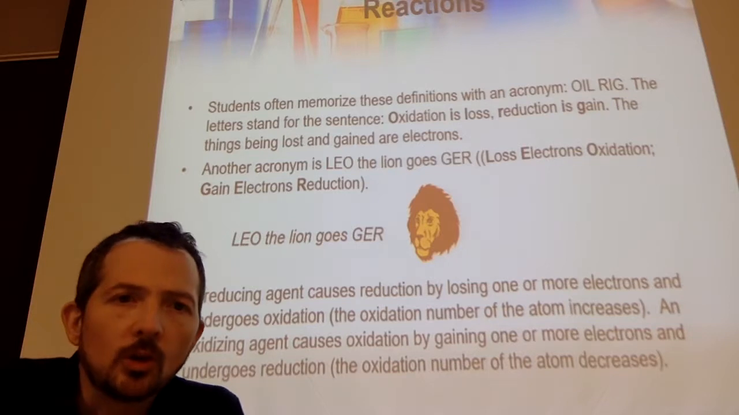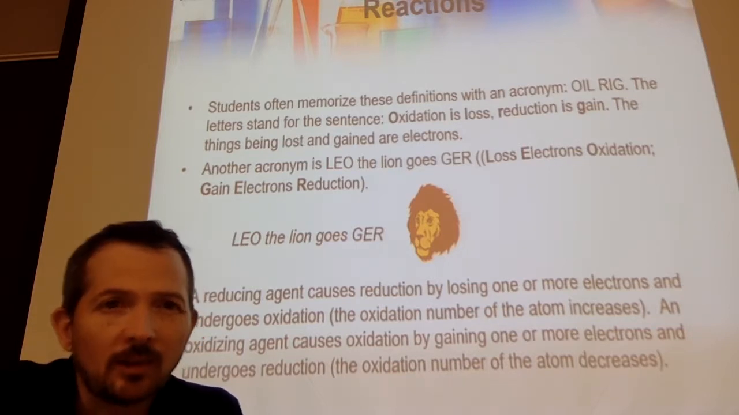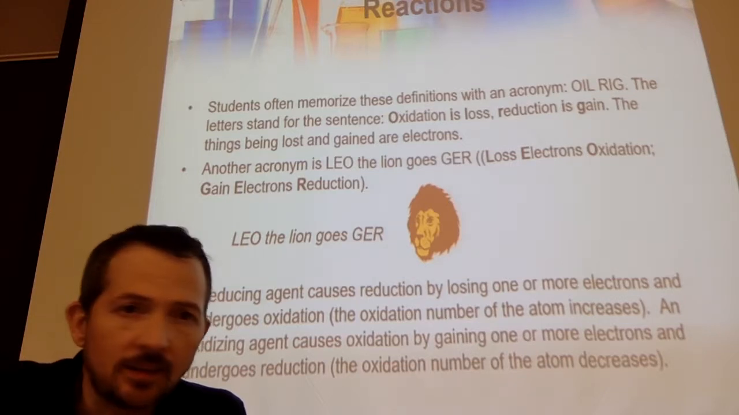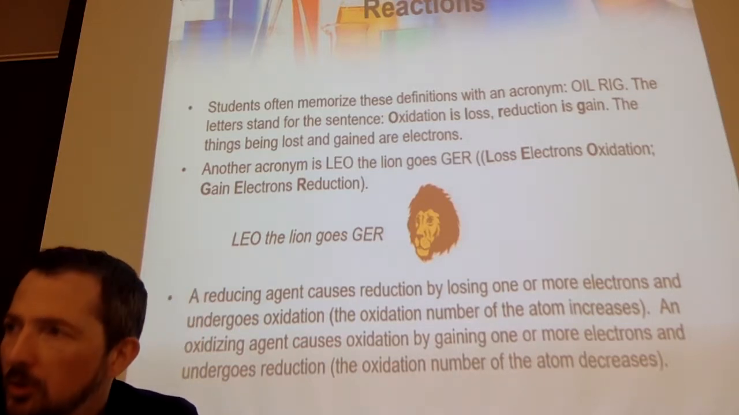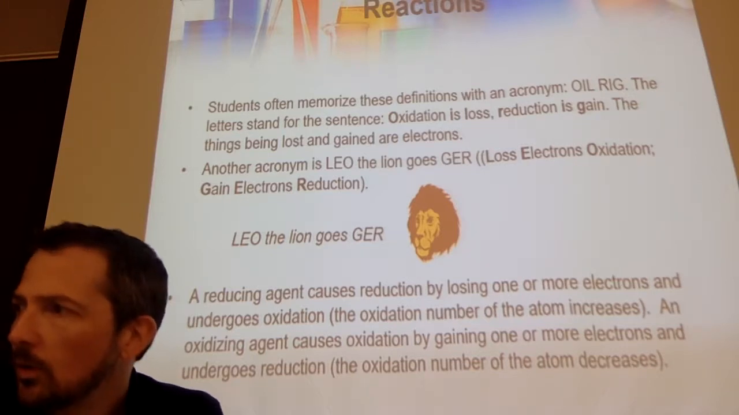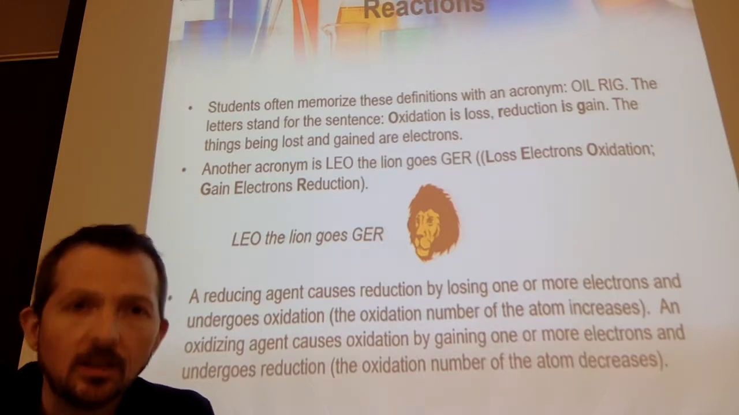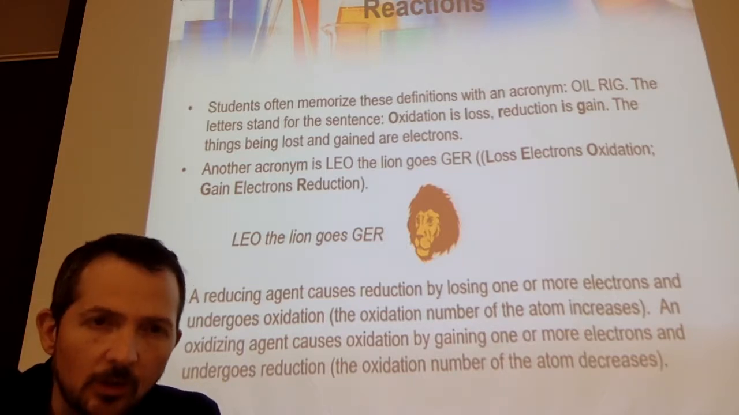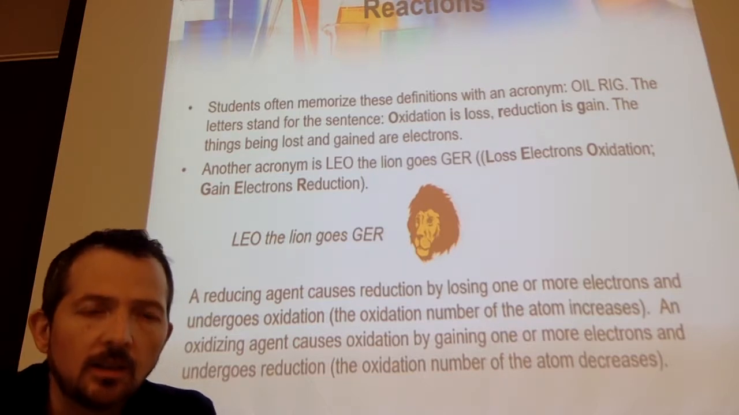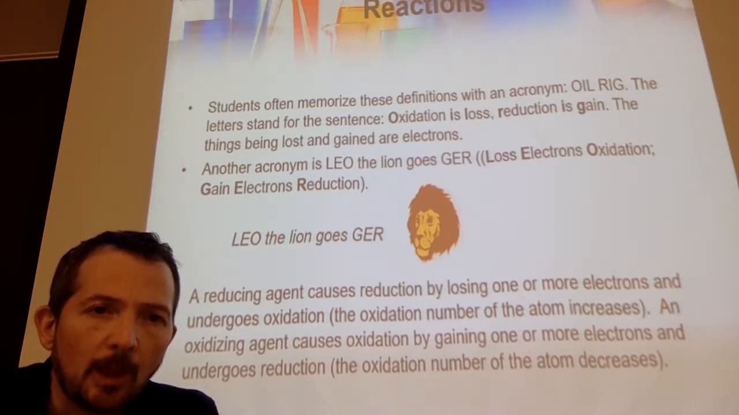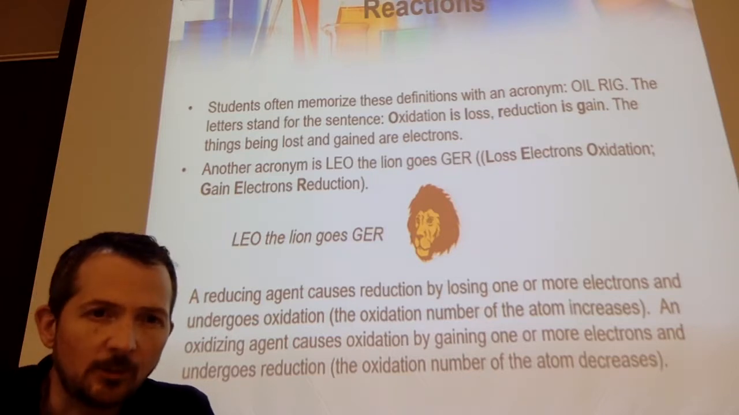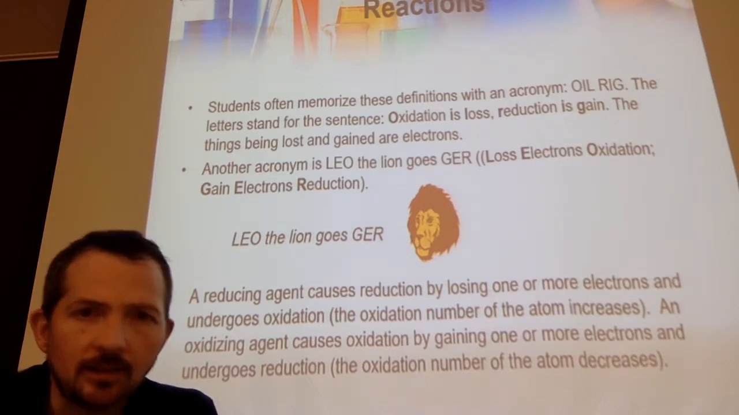Now, besides what's oxidized and what's reduced, the other two terms are reducing agent and oxidizing agent. A reducing agent causes reduction by losing one or more electrons and undergoes oxidation. So a substance that undergoes oxidation is causing the other one to be reduced. That substance that undergoes oxidation is your reducing agent. Likewise, the one that causes oxidation and is itself reduced is your oxidizing agent.